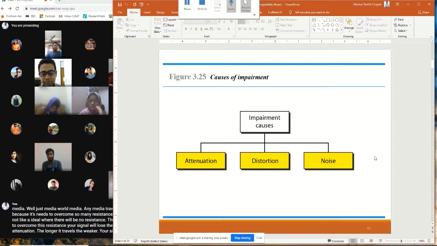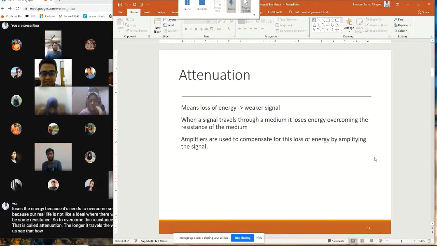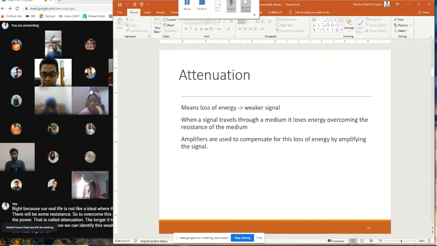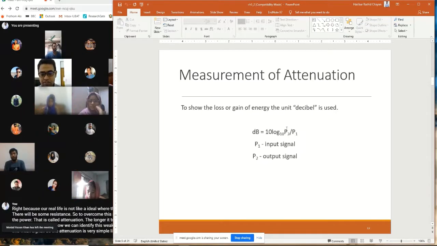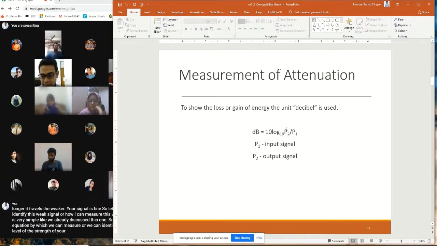Fine. So let us see how we can identify this weak signal, or how we can measure it. Attenuation is very simple, like we already discussed. There is an equation by which we can measure or identify the level of attenuation, or the level of the strength of your signal, which is called decibel. I hope most of us already know what a decibel is.